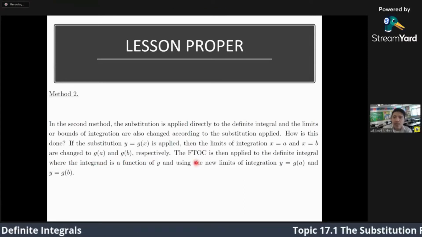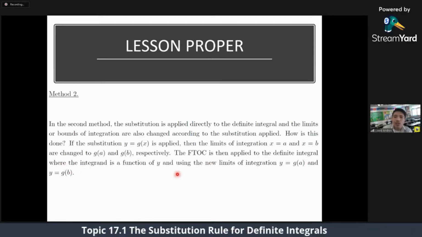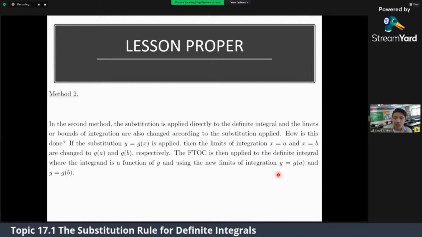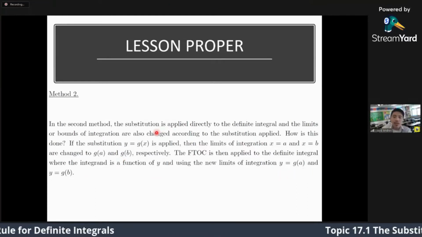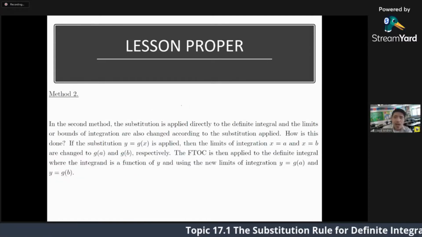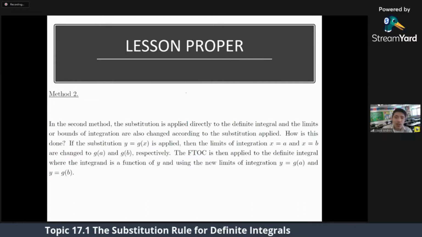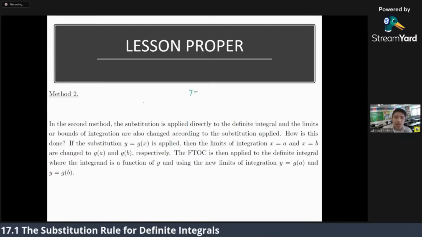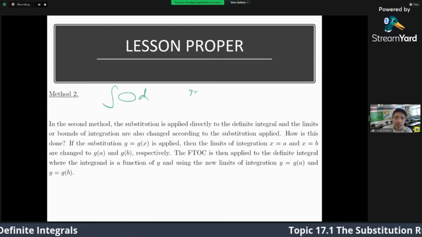The fundamental theorem of calculus is applied to the definite integral where the integrand is a function of y, using the new limits of integration, y equals g of a and y equals g of b. Bottom line here, in the first method, what we changed is only the integrand. We let y equal the integrand that was inside the integral sign before the dx.